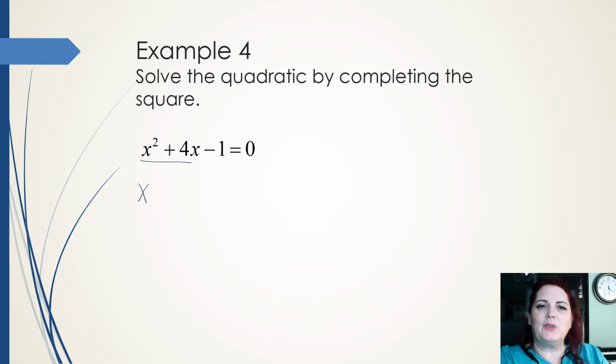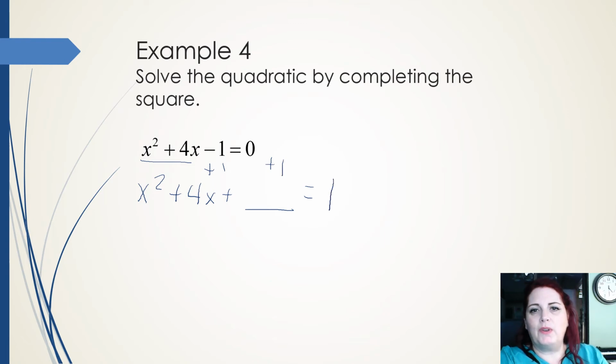So it's going to be x squared plus 4x plus something equals, but to get that, I'm going to add 1 to each side of this equation. So I'm going to have 1 on this side. And because I'm going to add something to an equation, I want to add it to both sides so that it remains equivalent. So let's find out what we're going to be adding here.